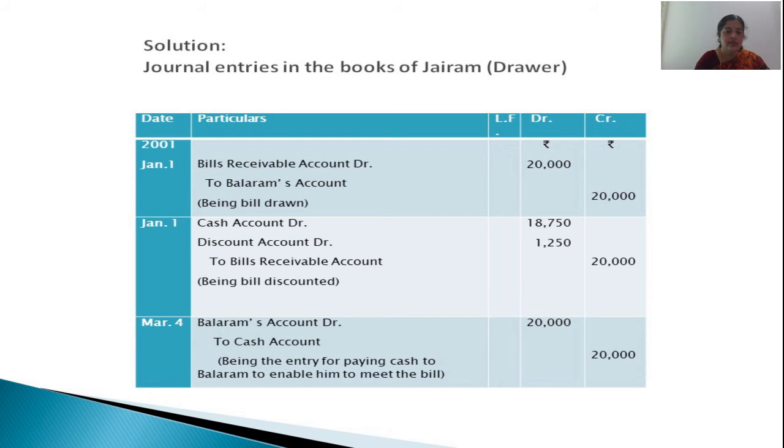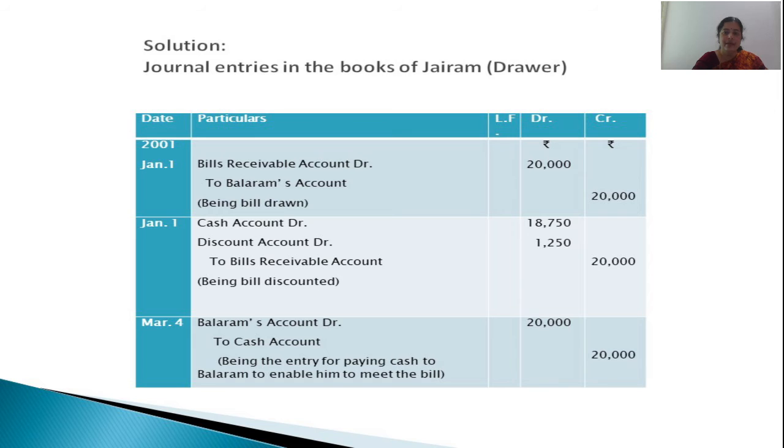So 20,000 is going out, the value of the bill. Then discount amount, that is 1,250. This amount we are losing because it is a kind of interest for us. To get the financial assistance, we have to meet that expense, 1,250. So this is the entry that we have to pass for discounting of the bill, which we have already learned in some previous sessions.